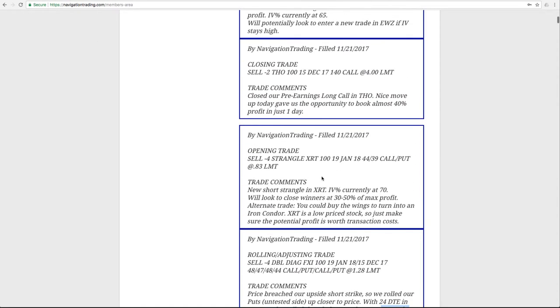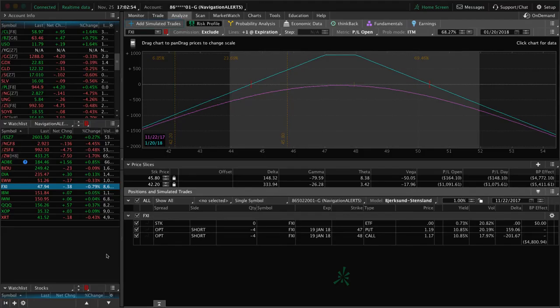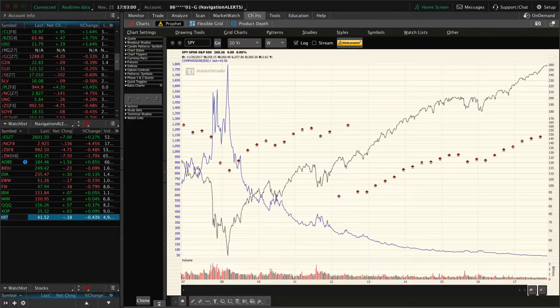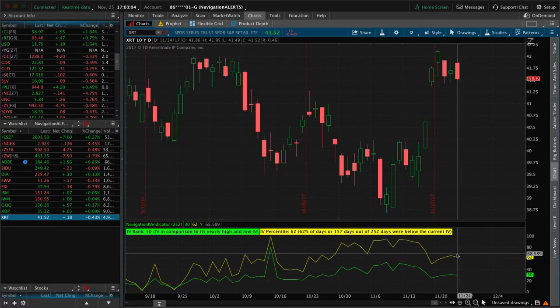Next trade was in XRT, so we opened up another strangle in XRT. This one is still pretty centered. We just put it on, so nothing to do here. Just waiting for some more time to pass in XRT. If we look at the implied volatility, you can see it's at 62 on the percentile, so still staying nice and high for us, giving us opportunity to sell some premium at higher prices.